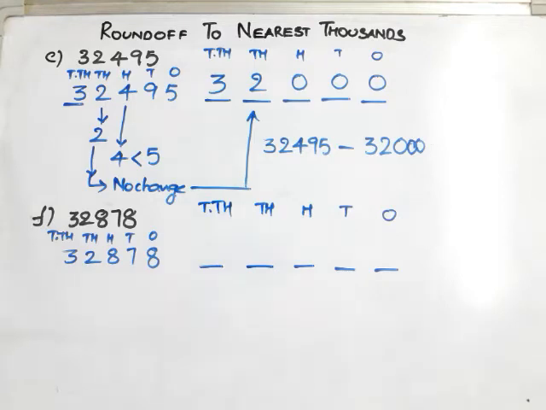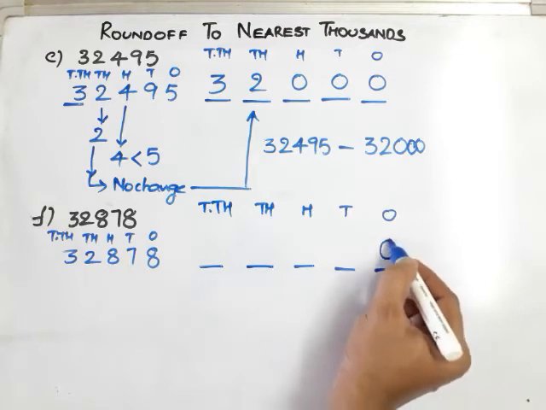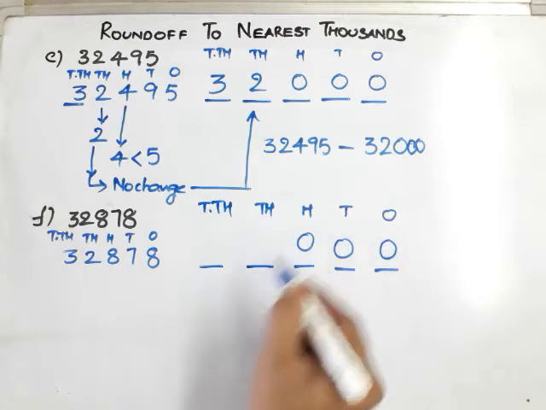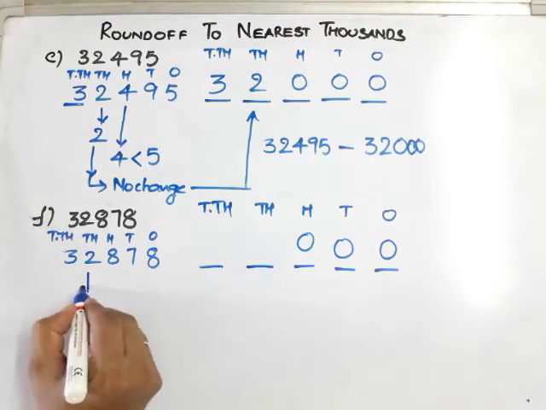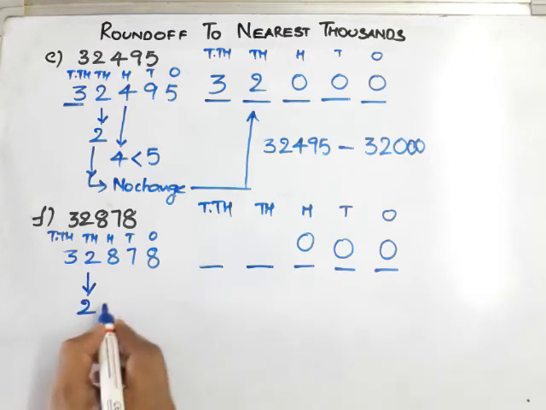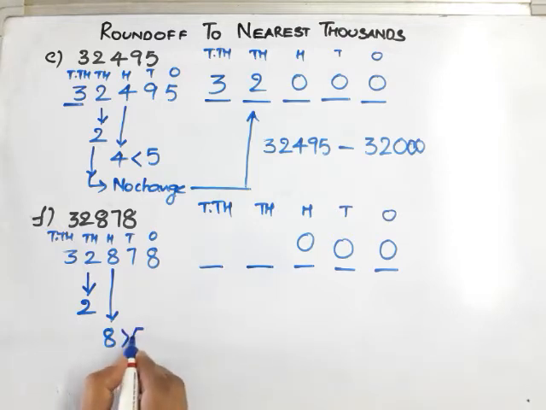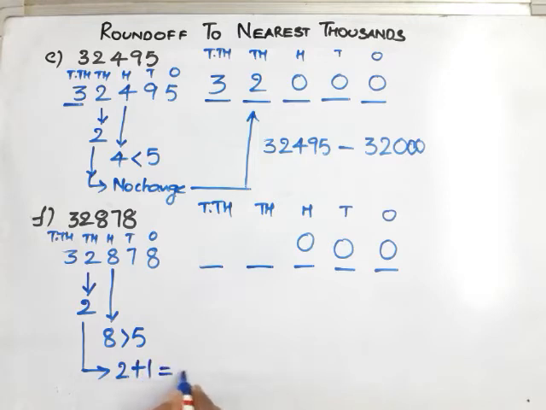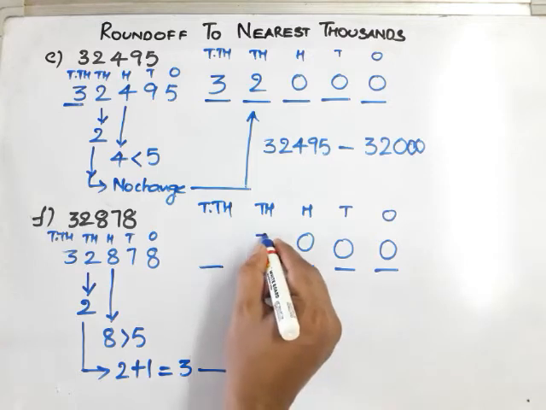As we have to round off to nearest thousands, the digits in ones place, tens place and hundreds place will be replaced by zeros. Now what we have there in thousands place is 2. In order to fix the value of it, we'll go with the digit in hundreds place. Clearly 8 is greater than 5. Then what will happen to this digit in thousands place? 2 plus 1, that is equal to 3. So 3 is going to occupy the thousands place.